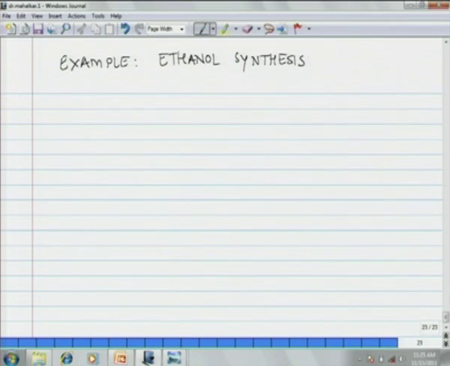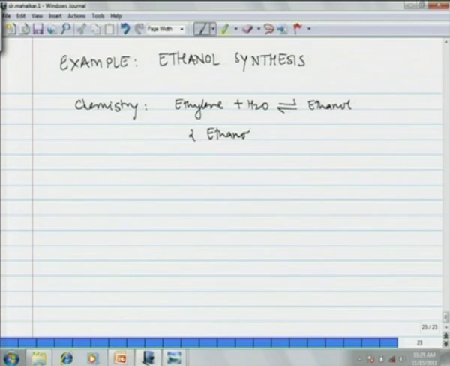Now, ethanol is manufactured by hydration of ethylene. The chemistry of the process is as follows: ethylene plus H2O reversibly gives ethanol, which is ethylene hydration, and two molecules of ethanol reversibly combine to give diethyl ether and water as a side product.